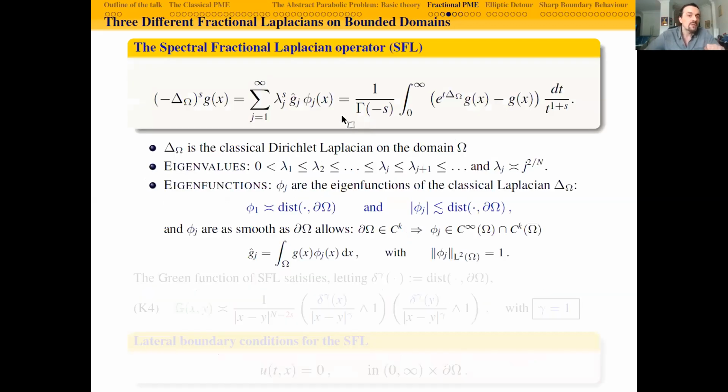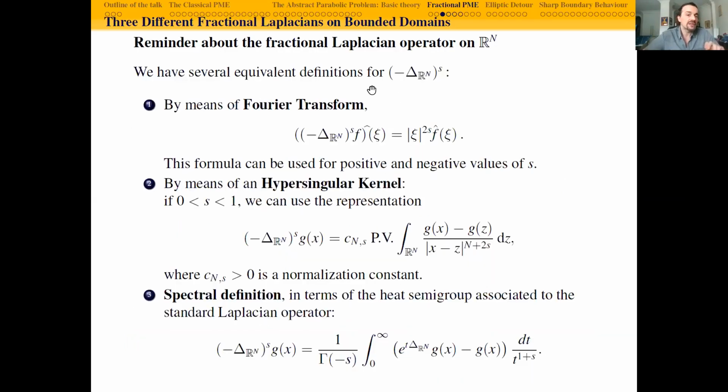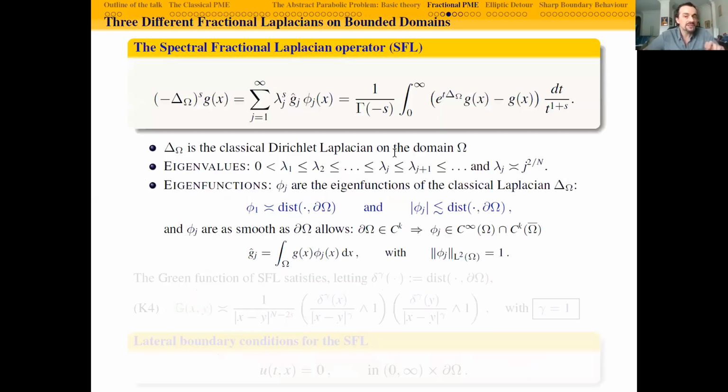Good. What happens in domains? Well, let's see. Of course, the Fourier transform on domain doesn't make sense. The closest thing you can do is Fourier series. So the Fourier transform and the Fourier series still agree. And this is what we call the spectral fractional Laplacian. So you run the semi-group formula, you can solve the heat equation, subtract the initial data, use a spectral formula, and you get the fractional power of the standard Laplacian, the Dirichlet Laplacian on domain.